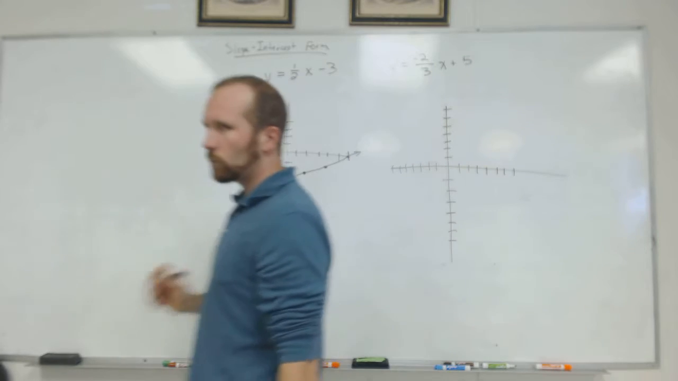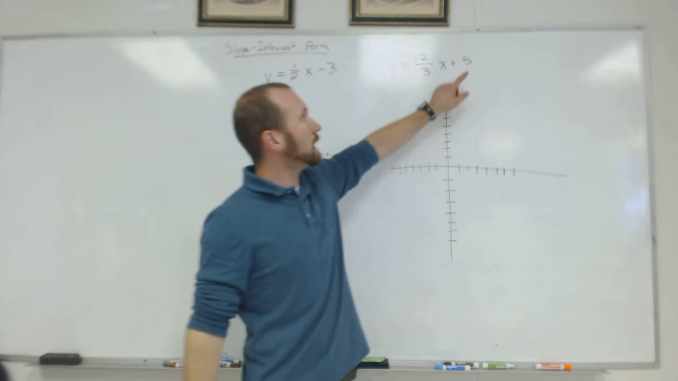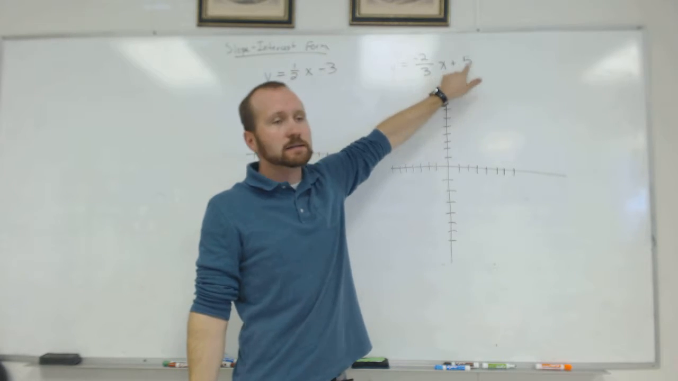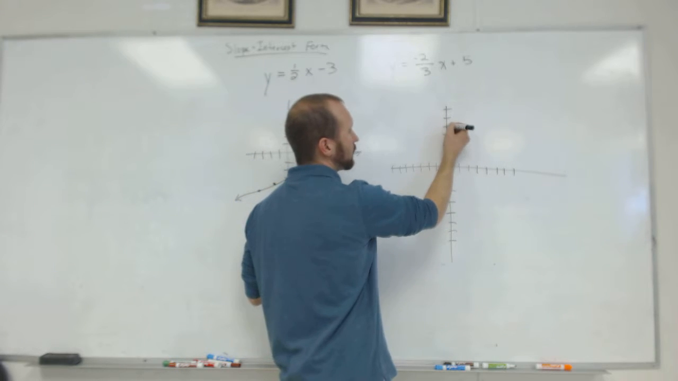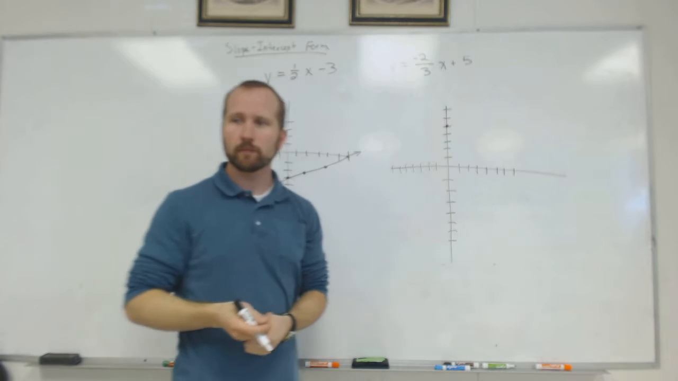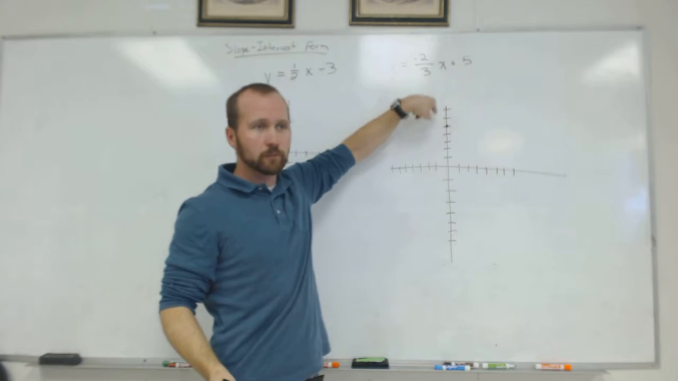Okay, where am I going to start? To graph this, I start at the y-intercept. My y-intercept here is positive 5. So that means I go up 1, 2, 3, 4, 5 and make a point.